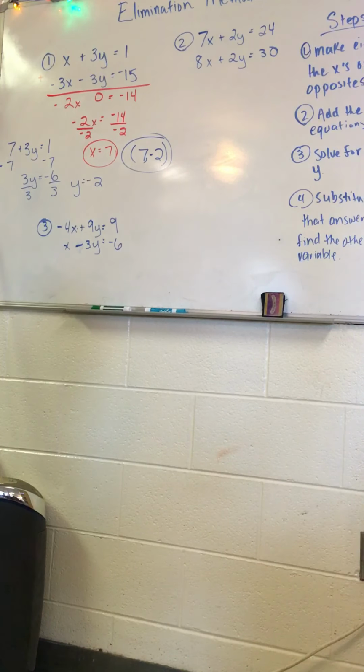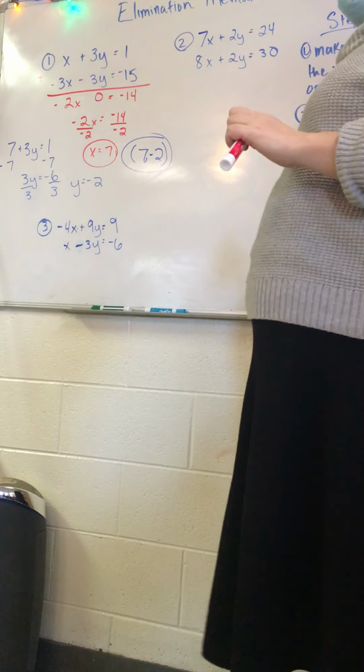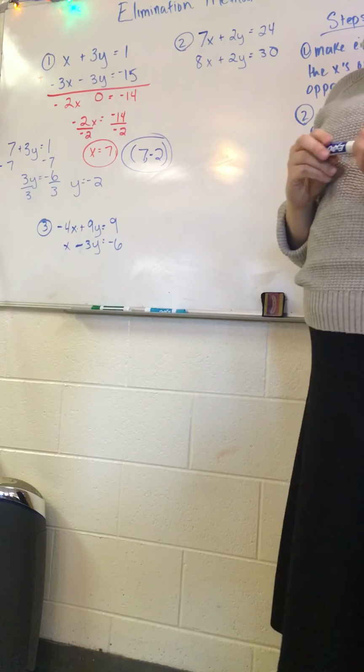Okay, now, the first step says make either x or y opposites. Sometimes they're not already opposites. So you have to make them opposites. So what I'm going to do here is the easiest one to do is the 2y, because they're both 2, but one of them needs to be negative 2y.